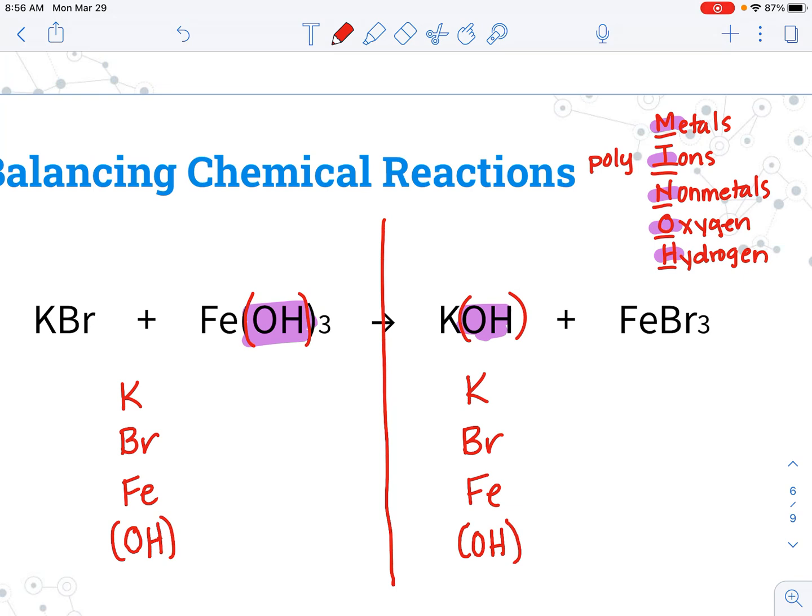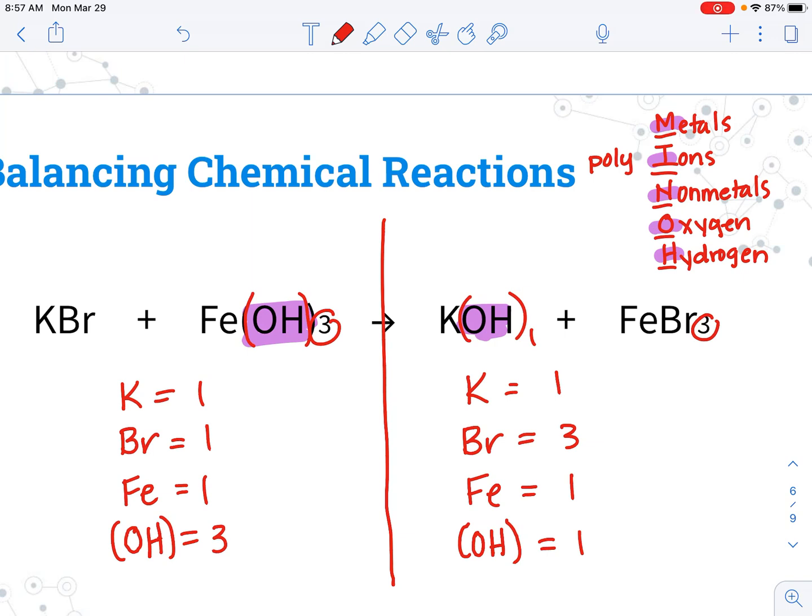Okay, now it's time to count. On my reactant side, I've got 1 potassium, I've got 1 bromine, I've got 1 iron, and I've got 3 hydroxide ions. If I come to my product side, I've got 1 potassium, I've got 3 bromine, 1 iron, and 1 hydroxide. Remember, if it's not listed, you assume 1.